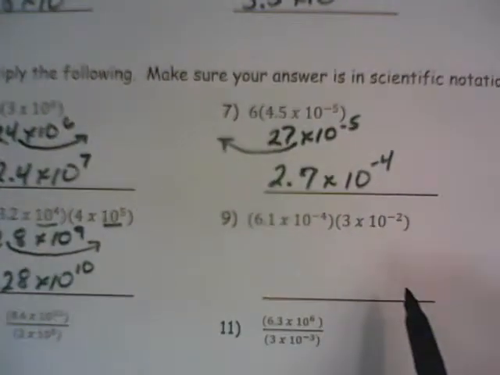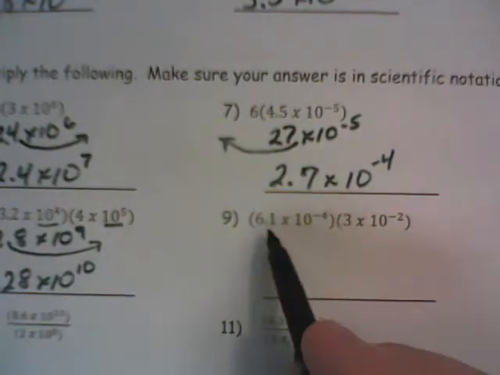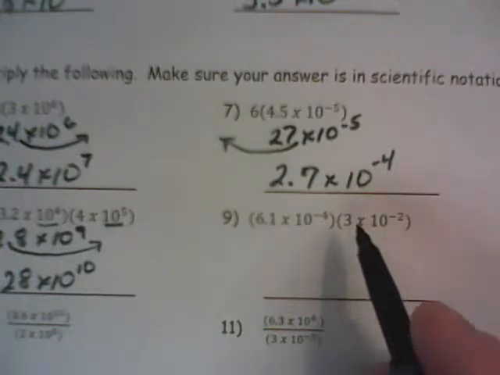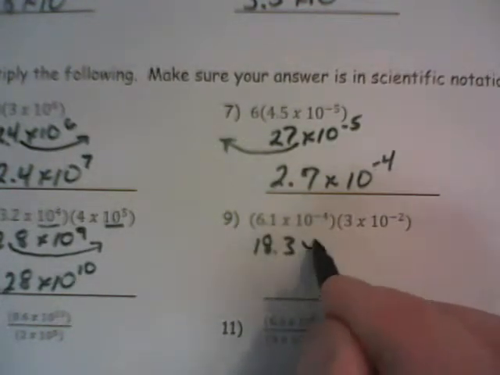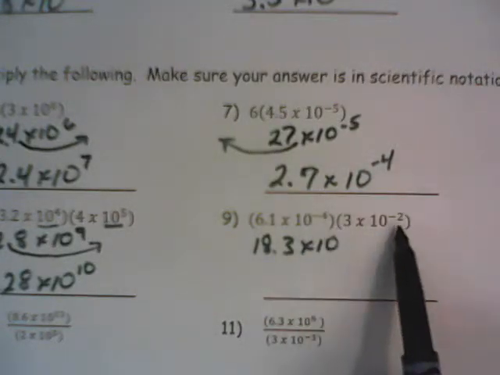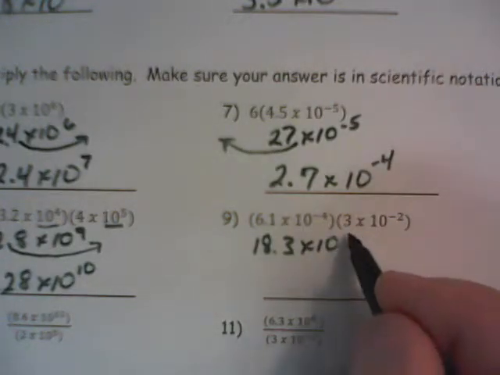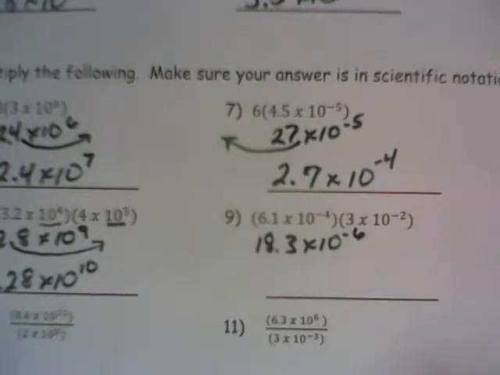So that's number 8. Number 9, same idea as number 8. We're going to take 6.1 times 3. 6.1 times 3 is 18.3. But this time when we add the exponents, a negative 4 and a negative 2 is negative 6.